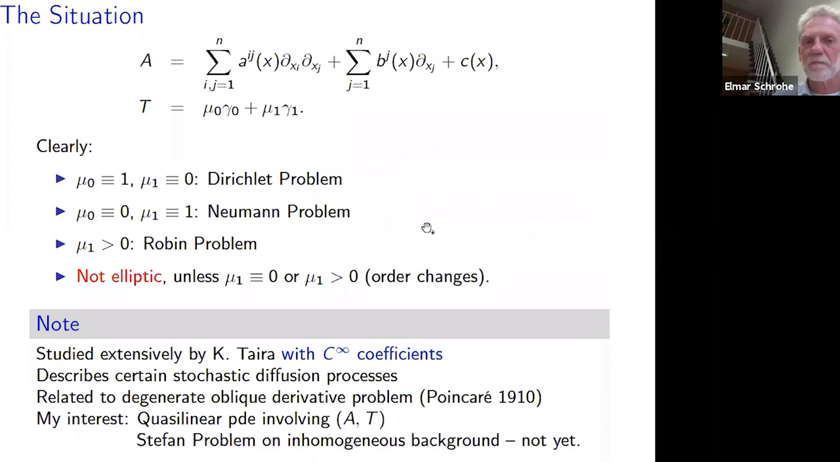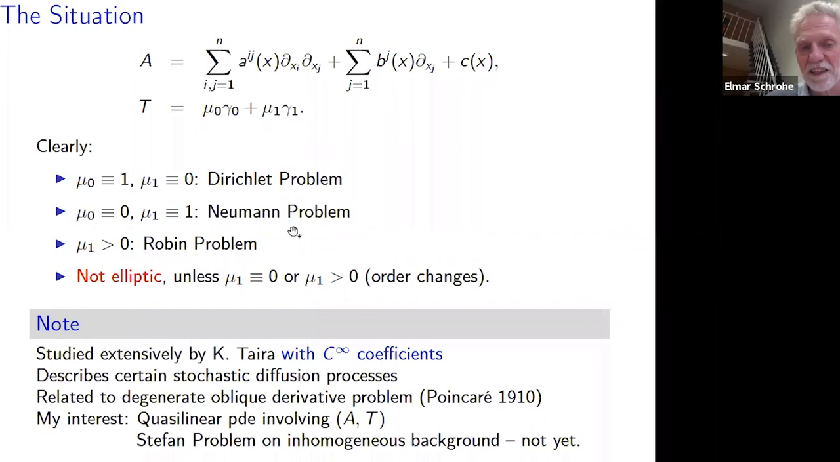As I said before, this kind of interpolates between standard problems. So if mu zero is one and mu one is zero, then we just have the standard boundary condition gamma zero, and we have the Dirichlet problem for this operator A. If conversely mu zero is zero and mu one is one, then all that remains is gamma one, and we have the Neumann problem. If mu zero is positive as well, then we have a Robin type problem.